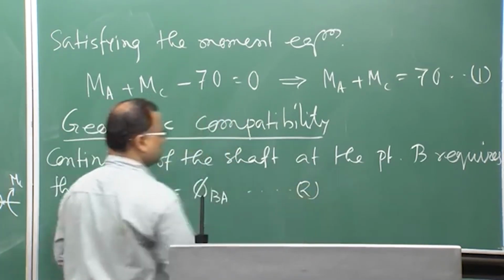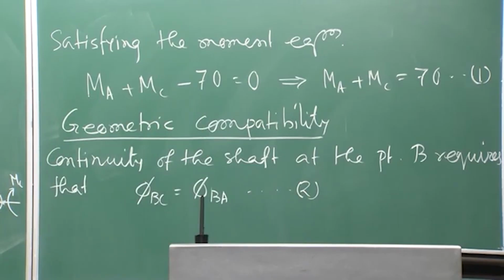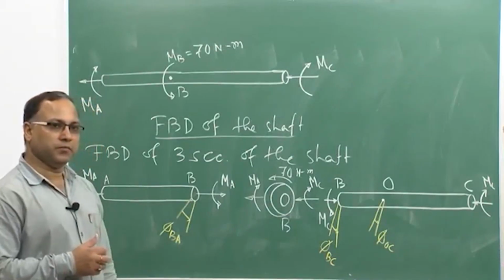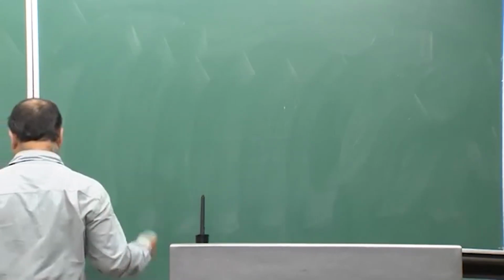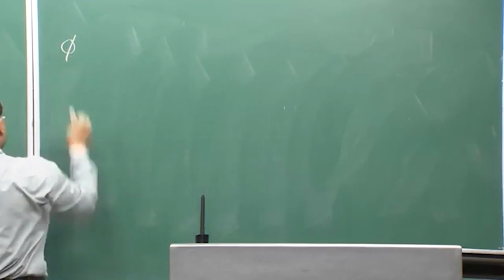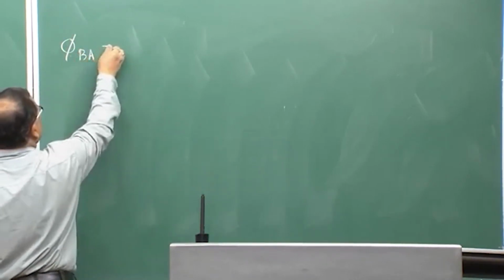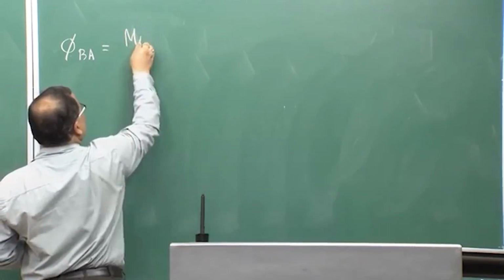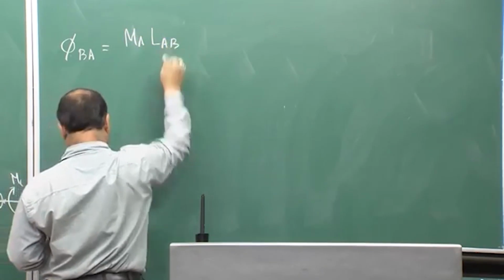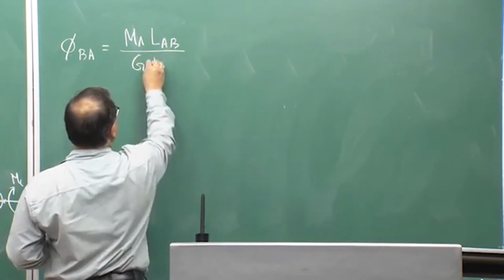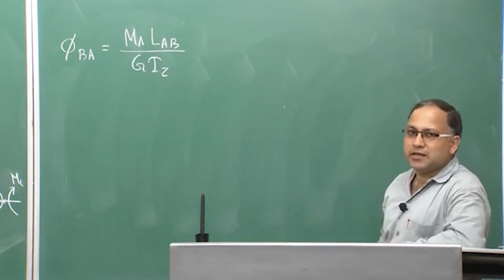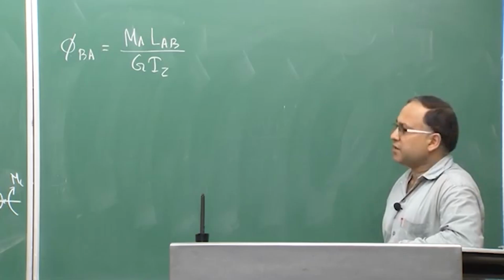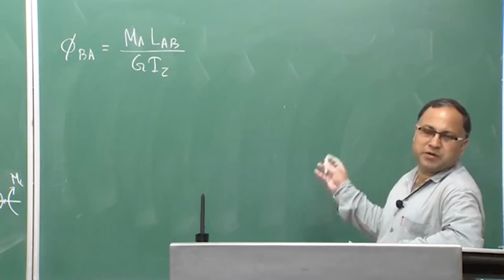So equation 2. Agreed? This is the biggest clue, the biggest information we have extracted from the problem. Okay, now from the load deformation relation we derived earlier, we can write phi BA is equal to MA LAB by GIZ. Can I write that? Yes, of course. That is the expression for angle of twist over the length LAB, which we have already derived.